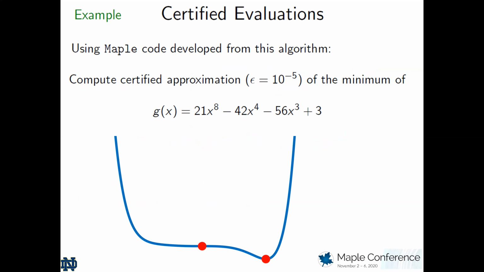So we developed Maple code from this algorithm to be able to compute certified approximations. So let's say we want to compute a certified approximation within 10 to the minus fifth of the minimum of this function here. So the minimum exists because it has even degree, so it's bounded below. So we want to compute g at each one of the roots of g prime.